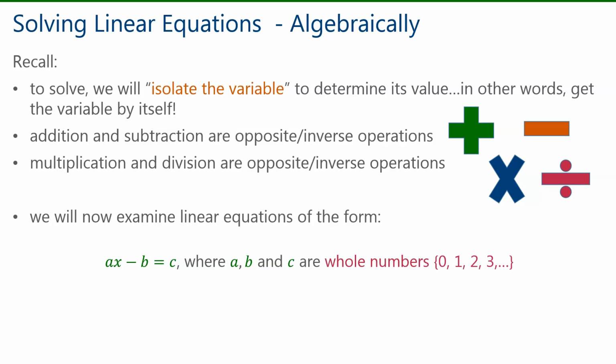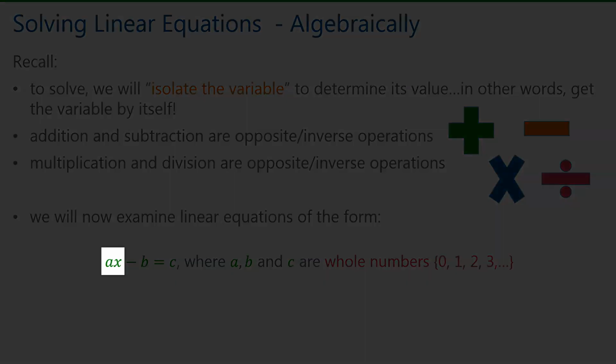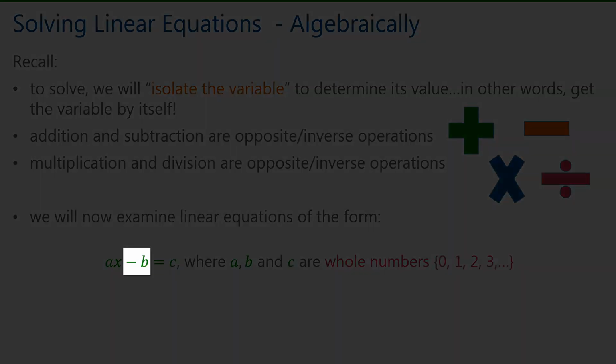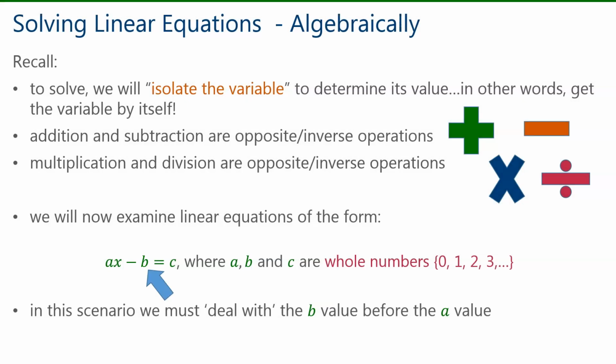are whole numbers, we need to realize that we are again dealing with multiple operations. The ax is a multiplied by x, and minus b indicates the operation of subtraction. As before, in this scenario, we must deal with the b value before dealing with the a value.